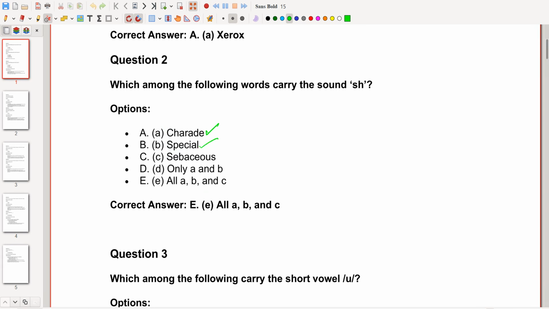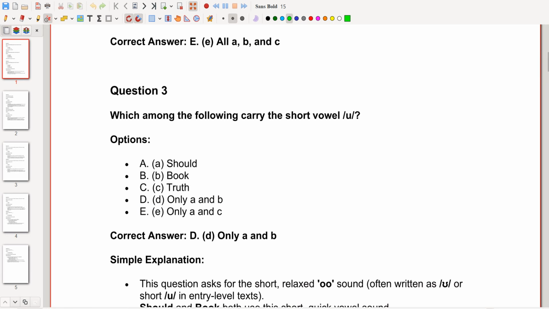Charade, special, sebaceous. So all these three words have the ish sound. So all A, B and C is my correct answer. Okay, now let's move on to the third question.